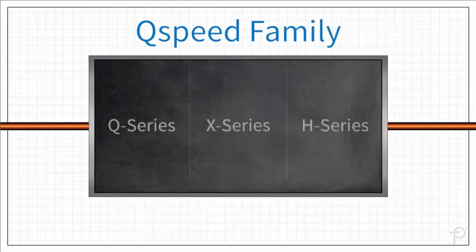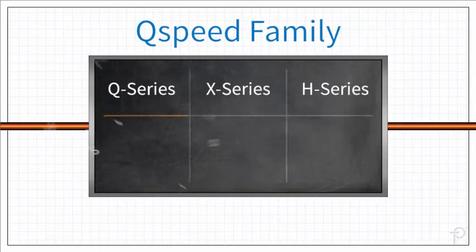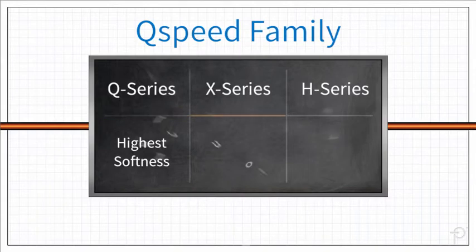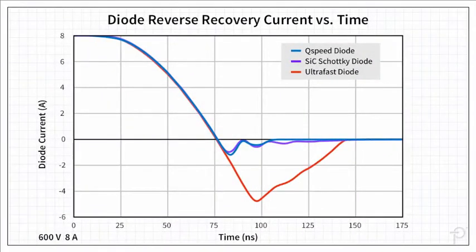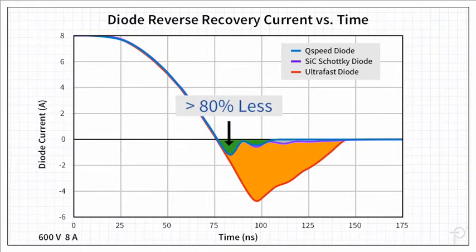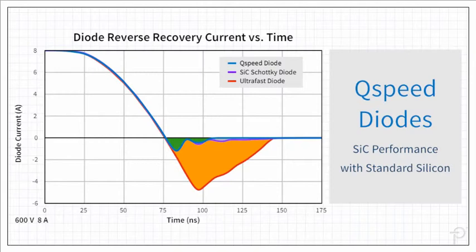This leads to our entire Qspeed family, with diodes customized for every application, like the softest Q series, lowest conduction loss X series, and lowest switching loss H series. Their innovative construction helps Qspeed diodes eliminate more than 80% of switching losses seen in ultrafast diodes, while maintaining excellent softness to reduce EMI noise. That's performance similar to silicon carbide Schottkys in a standard silicon process.